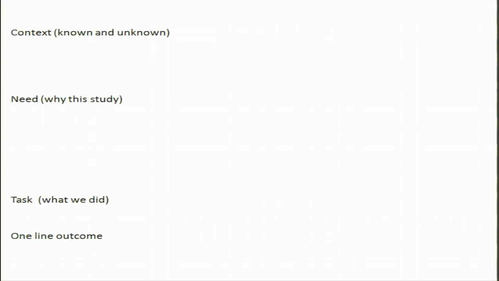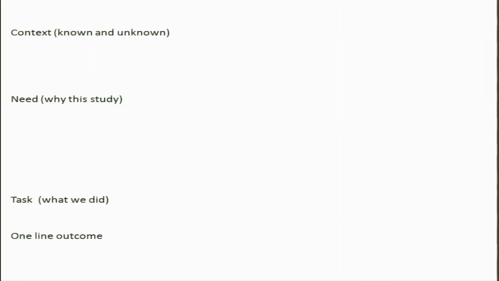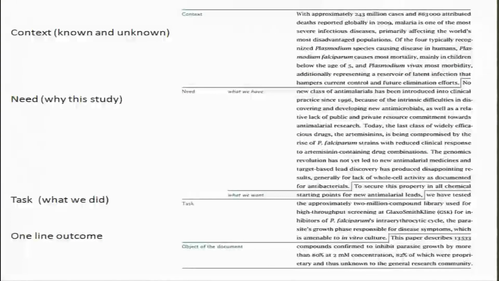One is exactly the same thing: the context, known and unknown. The need: why did you do the study? Unless there is a need for the study, there is no point in doing it. If somebody else has already done it, you don't need to repeat that. So you are always doing something that is not done before, that is required, that is important. That needs to be justified. That is called why this study. And task, basically what we did, exactly what did you do. And then the outcome. So, we are going to dissect the abstract that is shown here.